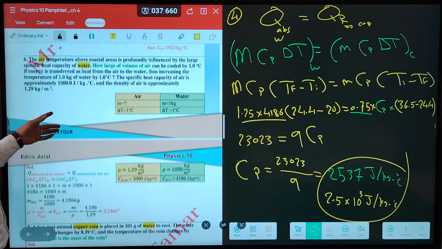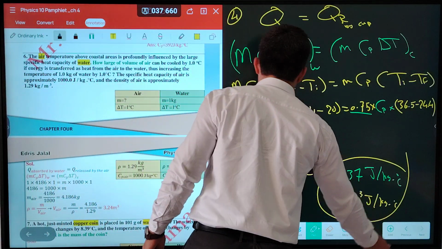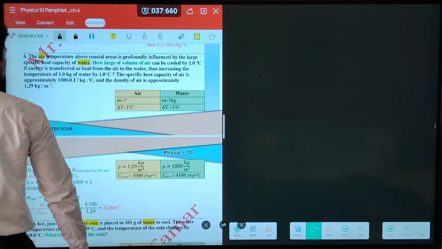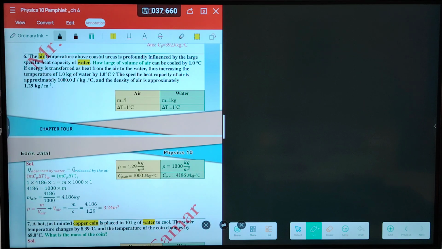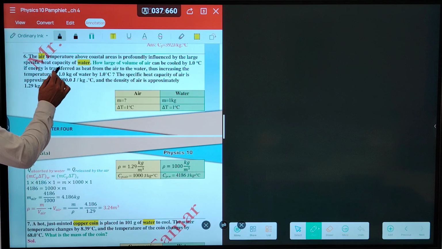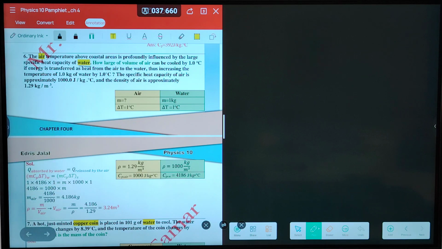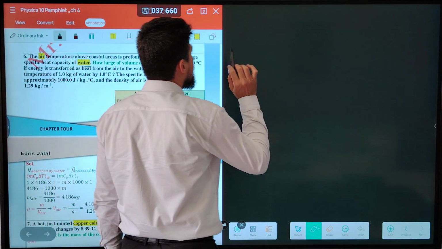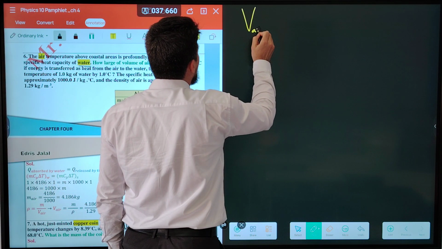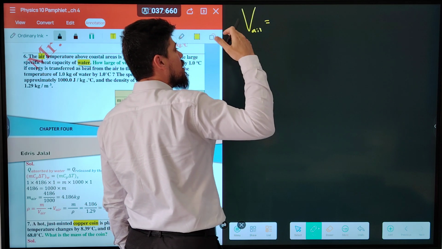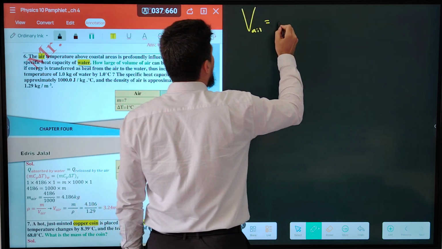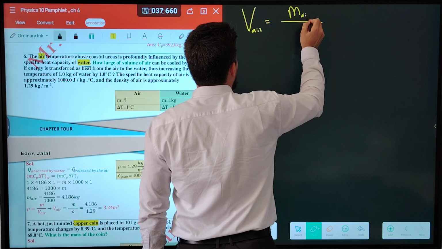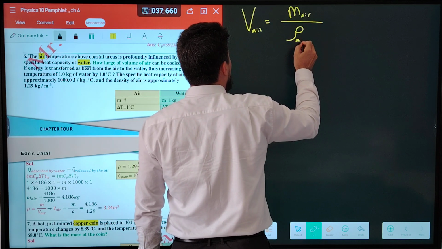It's very easy. Okay, guys, question 6 is a little different because it is a mixed question between chapter 3 and chapter 4. The air temperature above coastal areas is profoundly influenced by the large specific heat capacity of water. How large a volume of air? What is unknown? The volume of air. Density is equal to mass per volume, so volume is equal to the mass of air divided by the density of air.